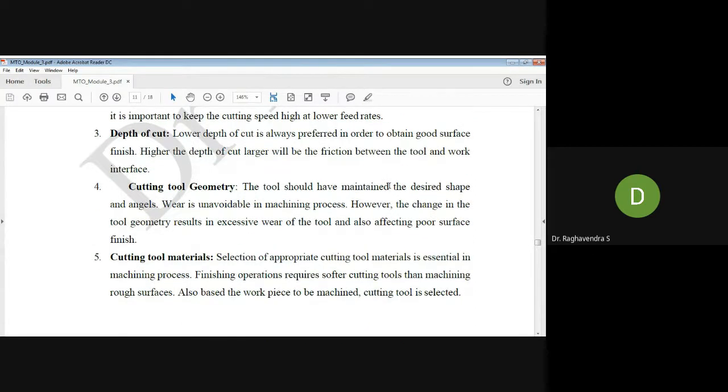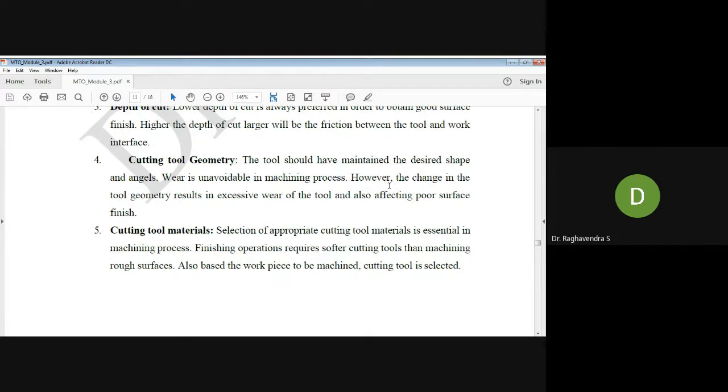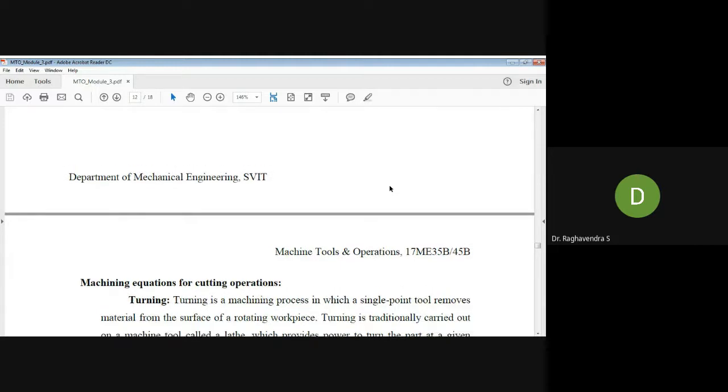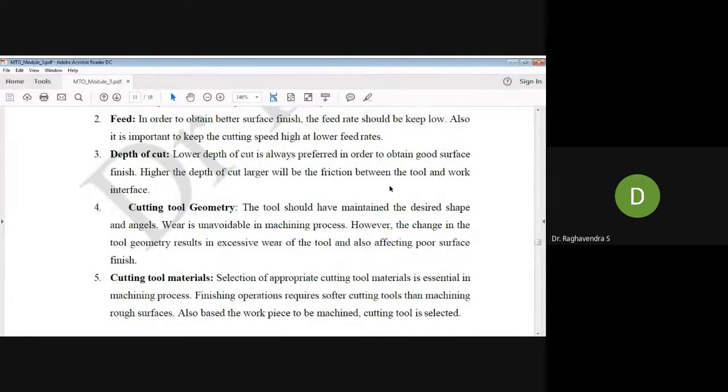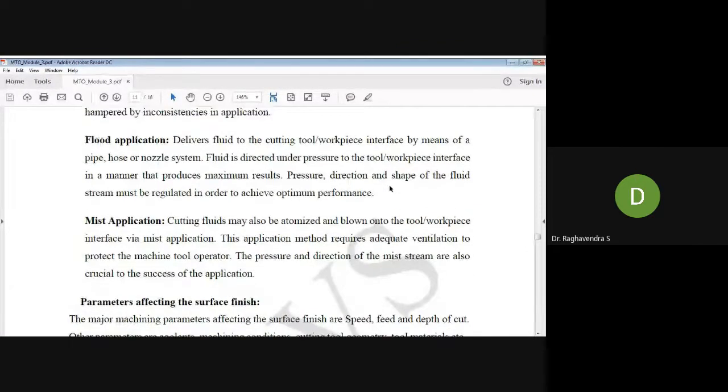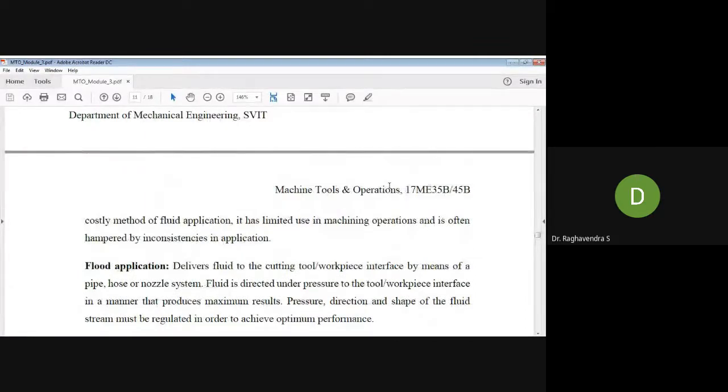If you go suddenly to a higher depth, what happens? The material surface becomes very rough. Cutting tool geometry: the tool should maintain the desired shape and angle. As I showed in the three views of a cutting tool, the nose radius should be properly maintained. If this is a little bit blunt, what happens? The whole surface cutting is affected.